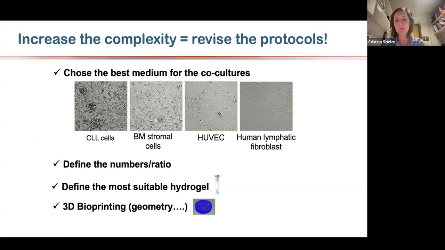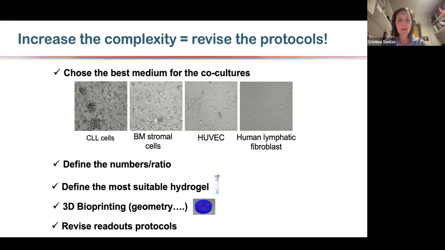The bioprinted geometry, okay, this is the easiest part. You just have to consider what is feasible with the resolution that you have with your printer, and also consider that cells need to stay viable until the end of the process. And then you have to revise all your protocols because you have more cell types. Probably it's also more difficult to have a readout compared to when you have only one cell type.